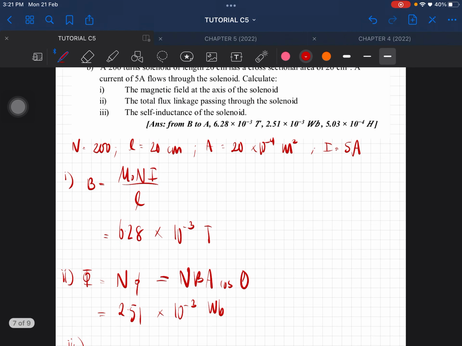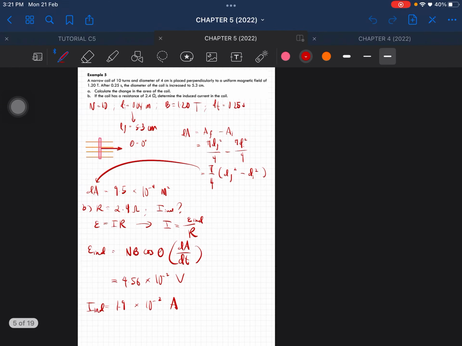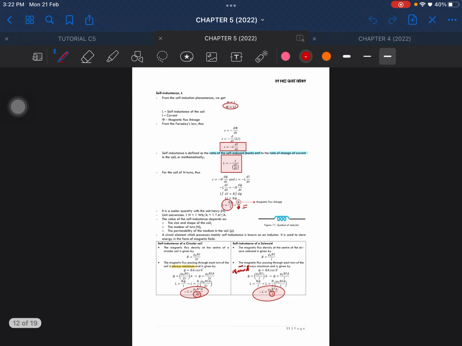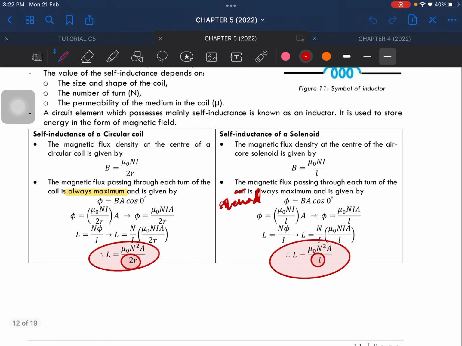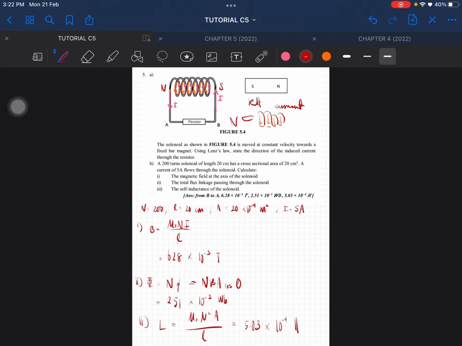Now question 3, the self-inductance of the solenoid. I'm referring to the answer scheme, and I'm just going to double check with the notes. The self-inductance for the solenoid is given by this equation: L equals mu naught N squared A over the length of the solenoid. This will give us 5.03 × 10⁻⁴ Henry. That is question number 5.